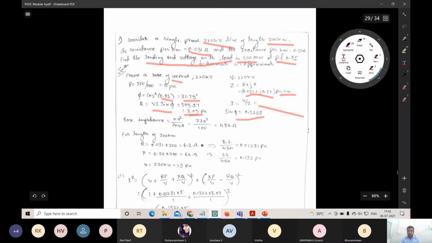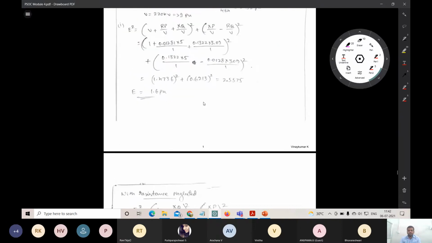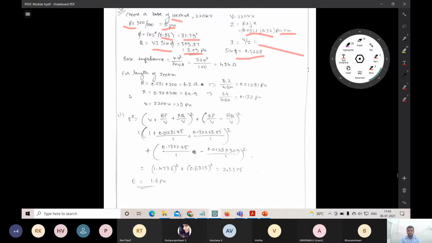So real power, he has given 500 megawatt. Convert that into per unit. We are taking 100 as the base value. So 500 divided by 100, you will get 5 per unit. That is real power. P is 5 per unit, Q is 3.09 per unit. That's it. Now consider impedance, base impedance.